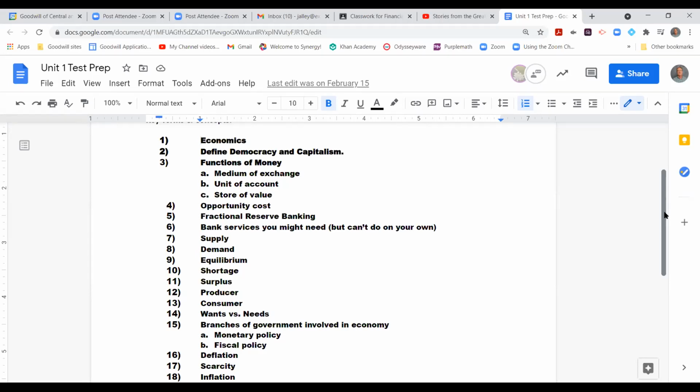What about opportunity cost? Anybody remember what opportunity cost refers to? You're going to get a chance. One of the assignments is to write a story. You know, what's your American dream? And there's a follow-up question that says, what is your opportunity cost going to be to make that dream become a reality?